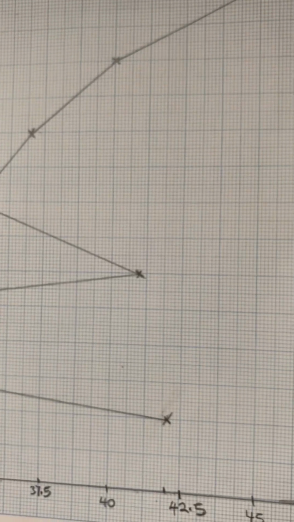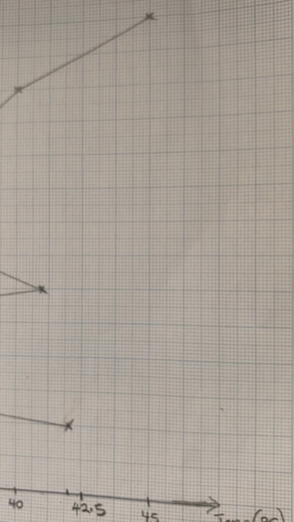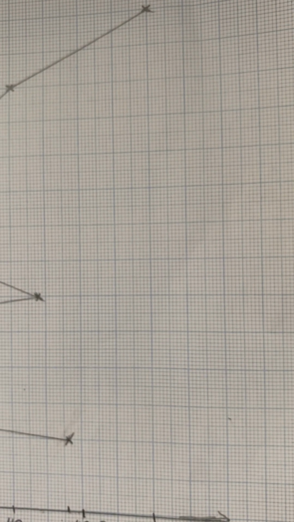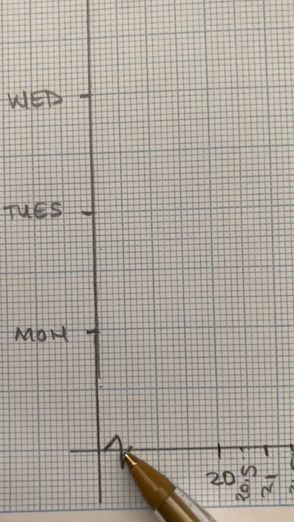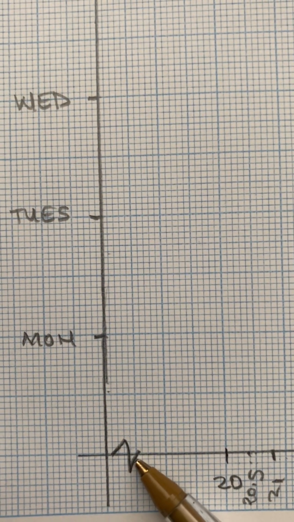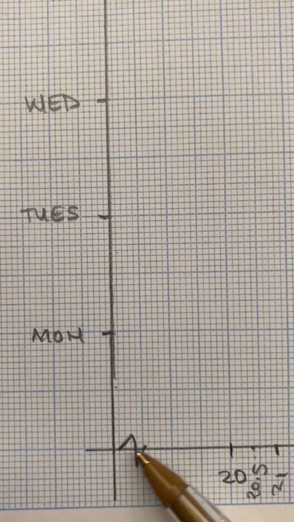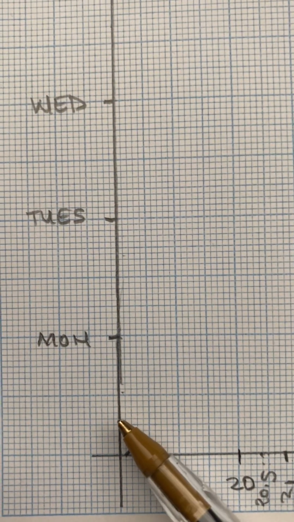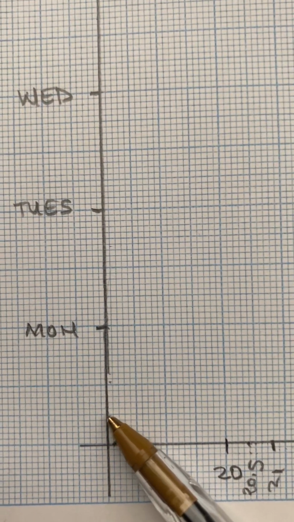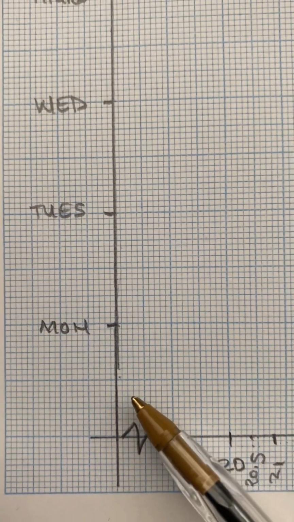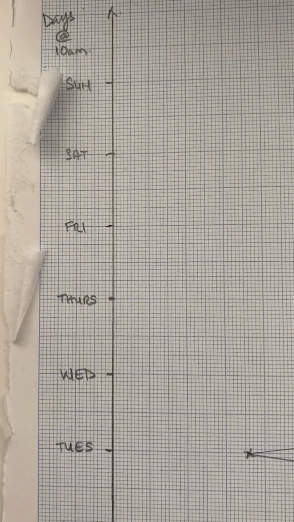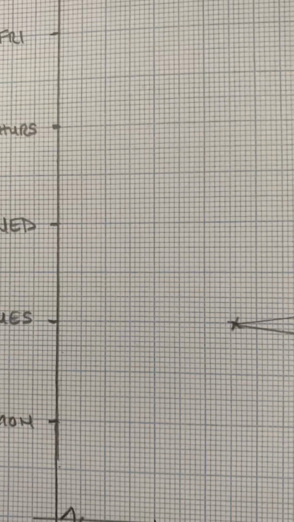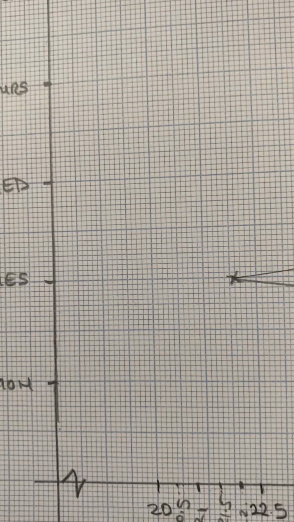Okay, that's how my graph looks, just by shortening it. And if you do that, you need to put this sign on. If you do that on the y-axis, you need to also put that sign there. But we didn't have to do that on the y-axis. We only had to do it on the x-axis.